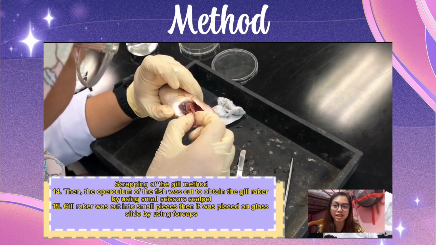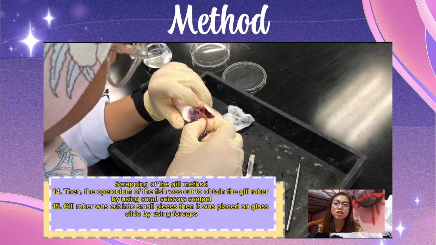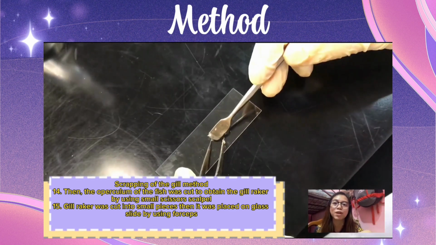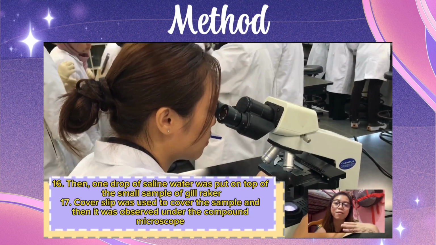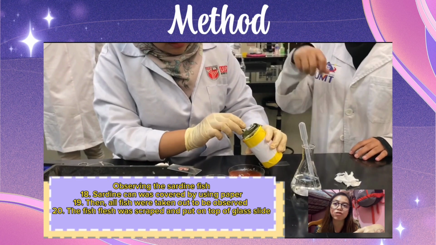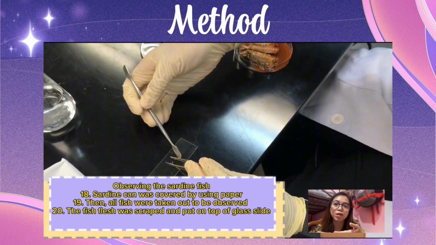For the gill scraping method, the operculum of the fish was cut to obtain the gill raker using small scissors, and then the gill raker was cut into small pieces and placed on a glass slide using forceps. Then it was observed under the compound microscope. Next is observing the sardine, where all fish were taken out to be observed. The fish flesh was scraped and put on top of the glass slide. The sample was observed under the microscope.